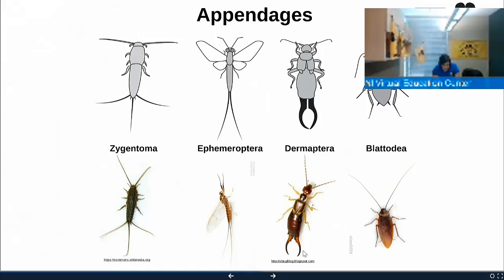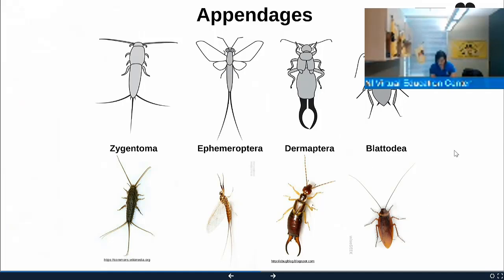Silverfish. How do I know it's a silverfish? Just look. Yeah, but one of the characteristics is these 3 cerci here. Ephemeroptera, the mayflies, they have 2 or even 3 cerci in some species. Earwigs also have them, and they look like this.